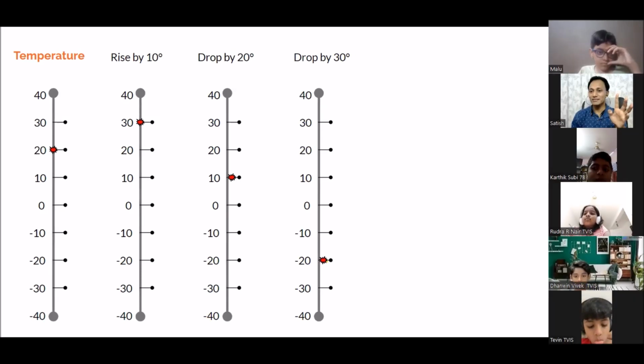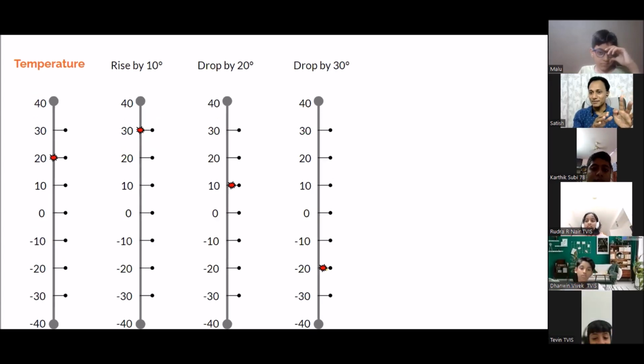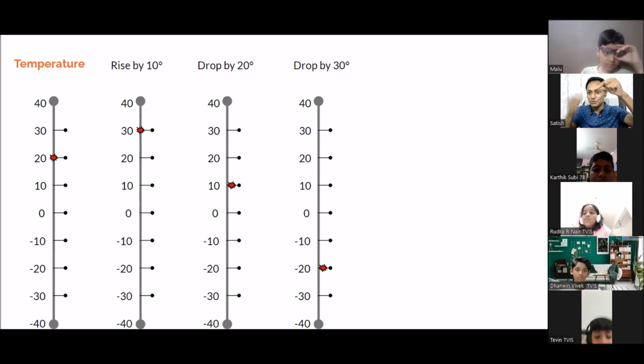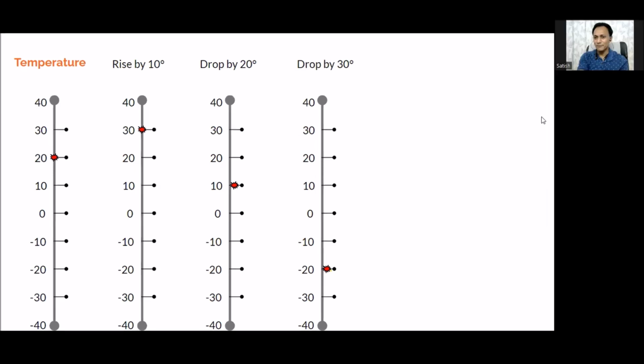Can you visualize? This is important for you to understand. When you say you are reducing something, you are reducing from that point. So your temperature was 10 and you are reducing 30. So 30 points drop: 10, 20, 30. So you reach minus 20. Is it not simple?